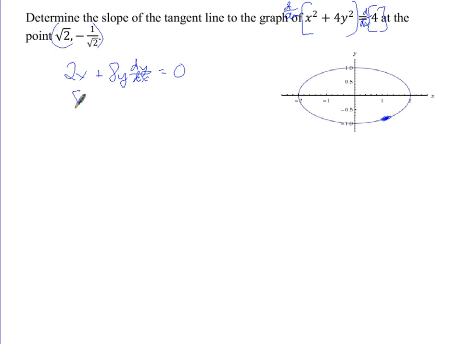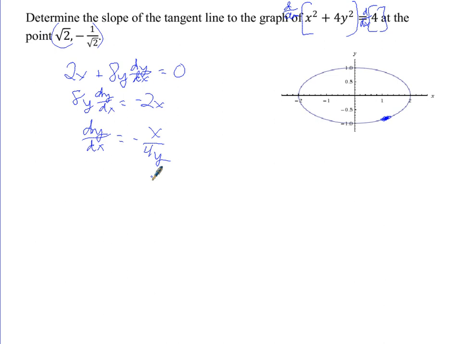So move the 2x over, and now I have 8y dy over dx equals negative 2x. Now what? Divide by 8y to get the dy over dx by itself. So dy over dx equals negative 1/4 x over y, which would become negative x over 4y. Right? Okay. That's the derivative. That's the same as writing y prime equals negative x over 4y. Okay?